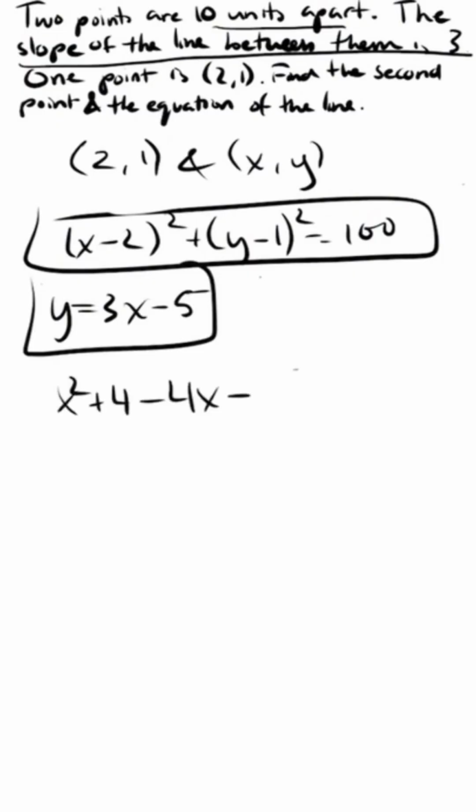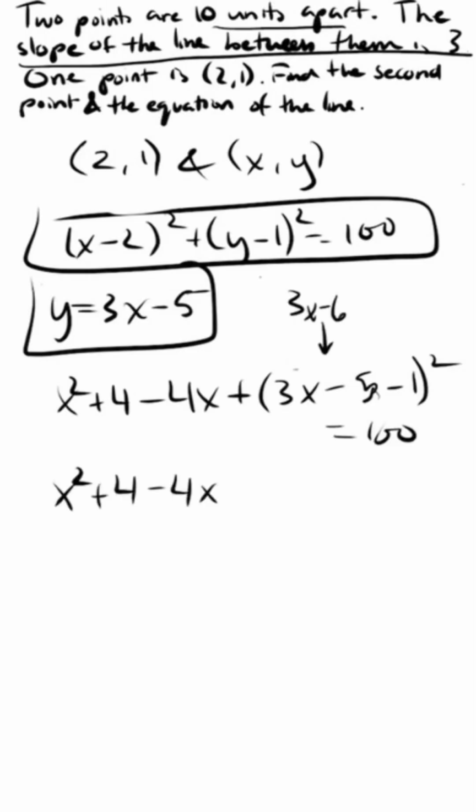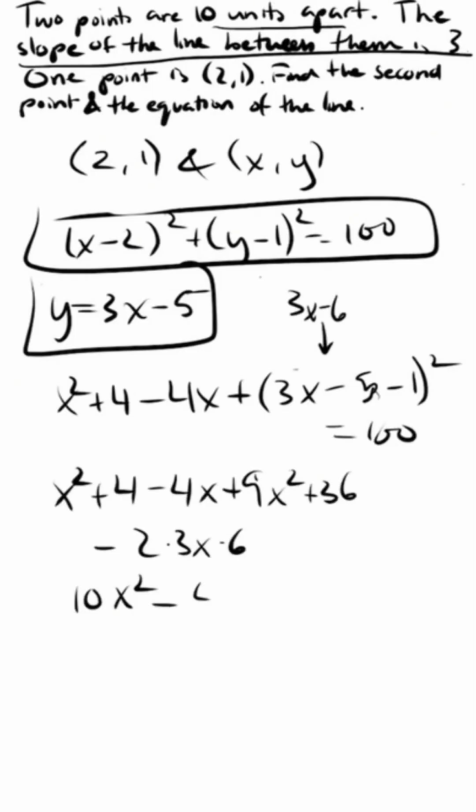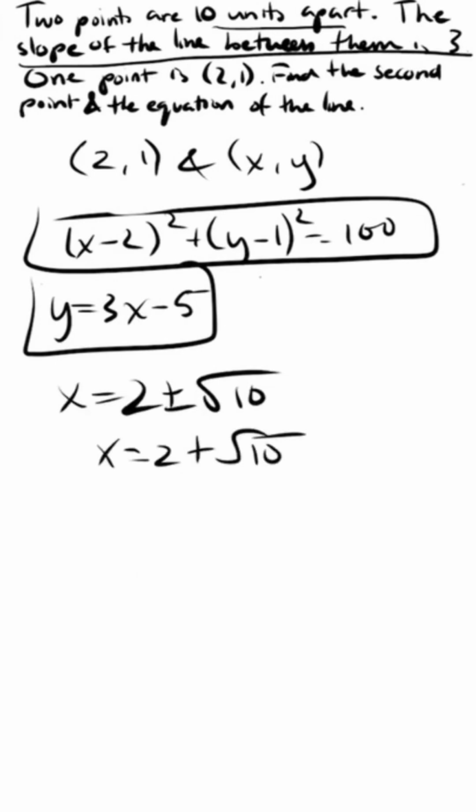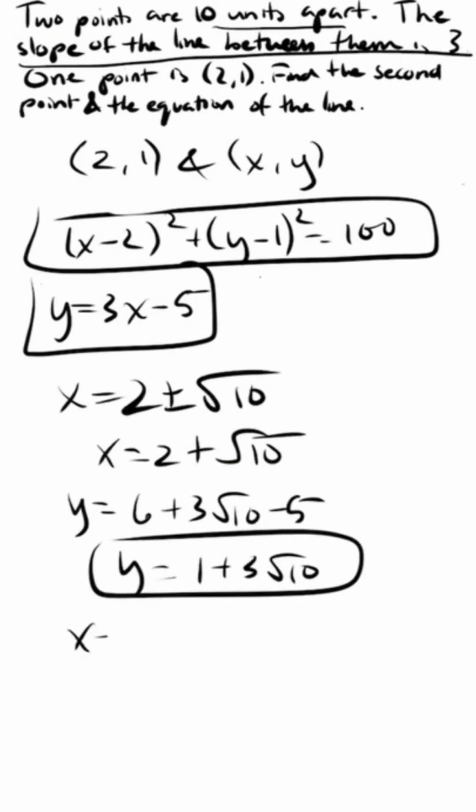However, we know that y equals 3x minus 5 from what we had just got, and so plugging that in, we had to use the quadratic formula because this quadratic is not very easy to factor. And we get that x equals 2 plus or minus square root 10. If x equals 2 plus square root 10, y would equal 6 plus 3 square root 10 minus 5, which is 1 plus 3 square root 10.